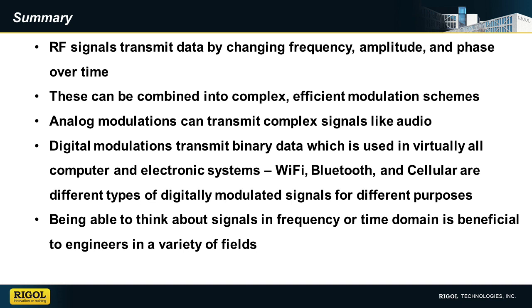So let's summarize. RF signals transmit data by changing characteristics of the signal, things like frequency, amplitude, and phase over time. They can be combined into a lot of complex and more efficient modulation schemes, and researchers are coming up with new schemes all the time to make data transmission denser and work better on more efficient pieces of spectrum. Analog modulations transmit complex signals like audio, whereas typically we use digital modulations to work with data. So really any computer or electronic system, whether it be Wi-Fi, Bluetooth, cellular, are all really transmitting digital data.